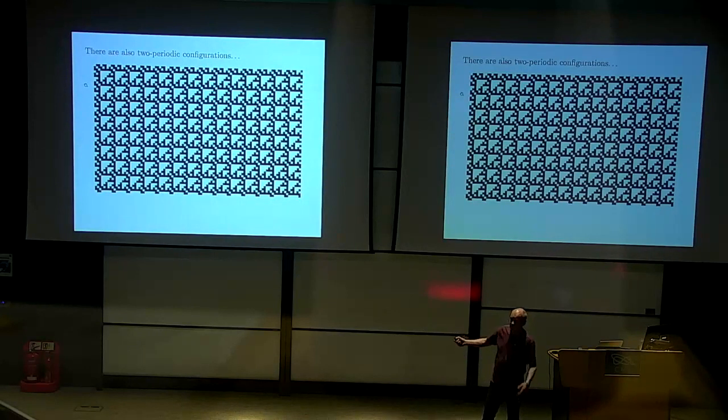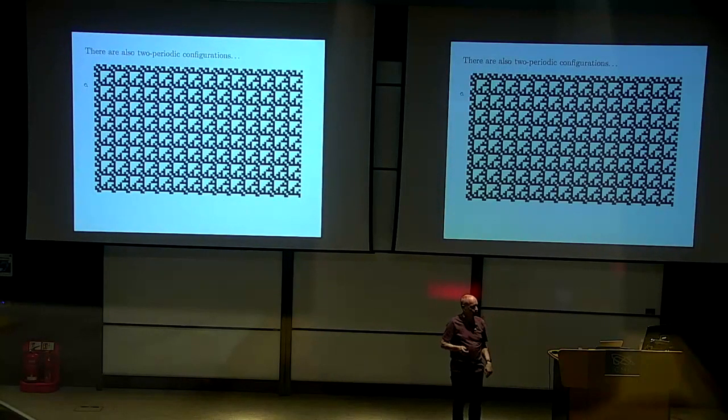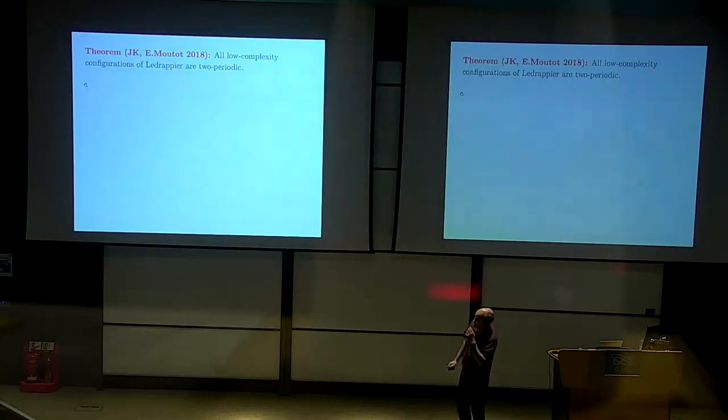These are also interesting because these are space-time diagrams of a very simple cellular automaton where you just do modulo 2 sum of two neighboring values. And now what I claim is that with our method we can very easily get that any low complexity configuration of Ledrappier is strongly periodic, no matter what your shape is.